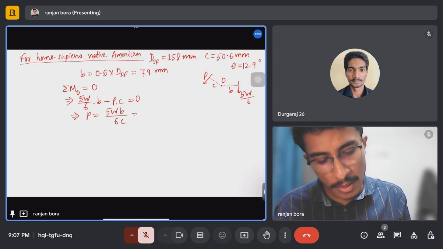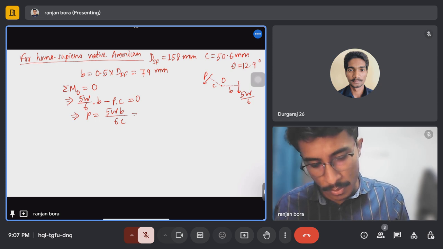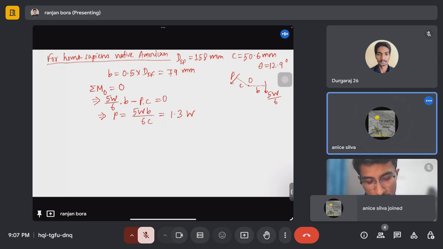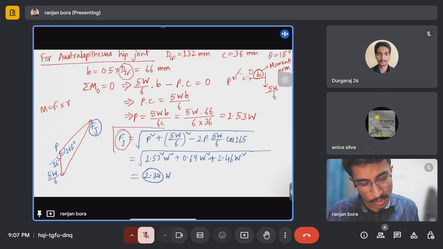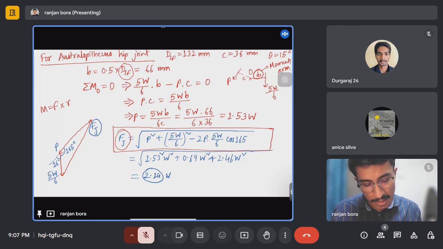Now here B is 79, so we can substitute those values: 5 into 79 by 6 into 50.6. It is 1.3 W. Again, we can use the same formula Fj that we used previously. The only thing that is changing is the value of P.